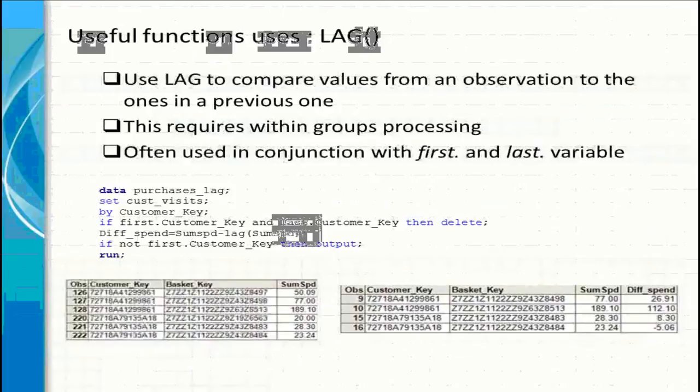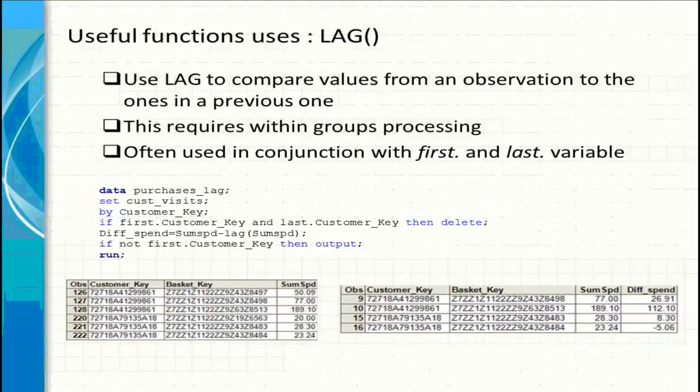Now, just as an example of useful functions, here you go. You've got the lag function, which is quite useful if you want to compare values from an observation to the ones in a previous observation. Basically, it does require within groups processing, and it's often used in conjunction with the first and last variable, which are variables that SAS creates automatically during your data step iteration. There you go, an example of the code, which we'll go through later, to calculate this diff_spend variable using the lag function.